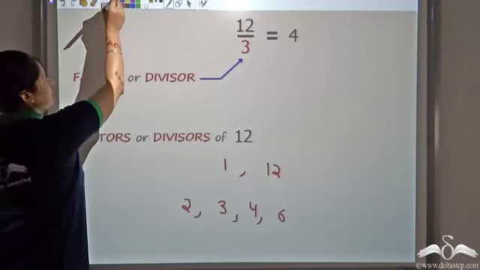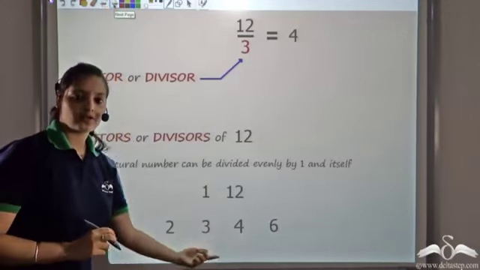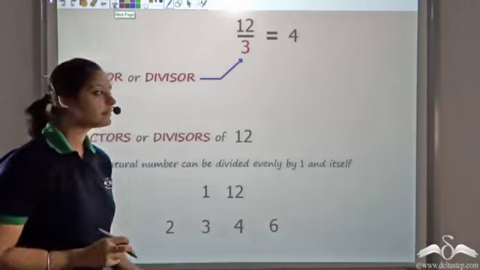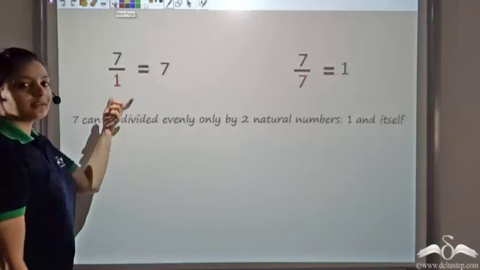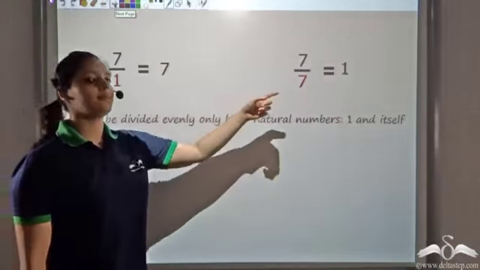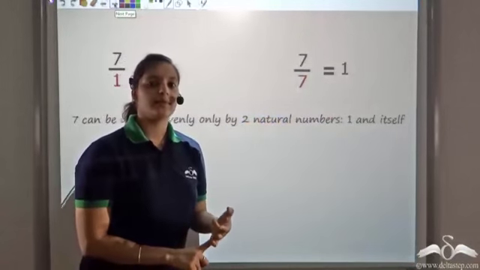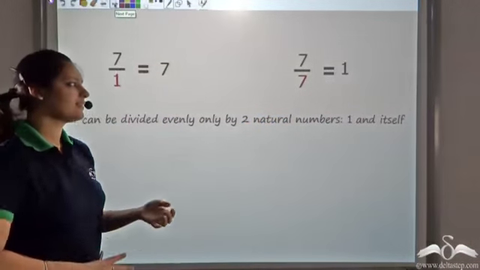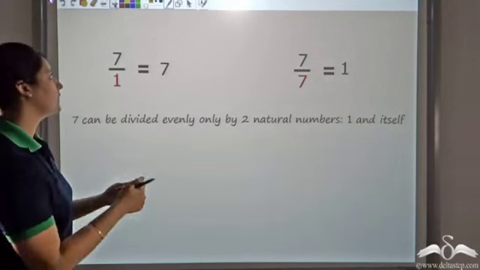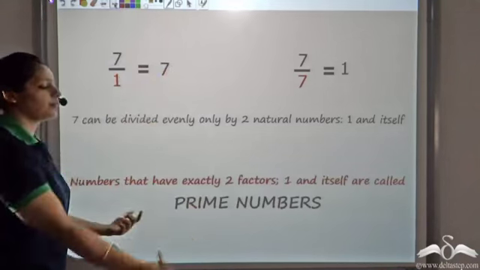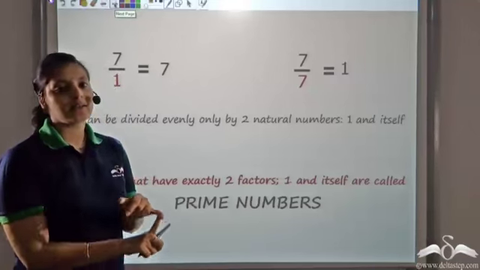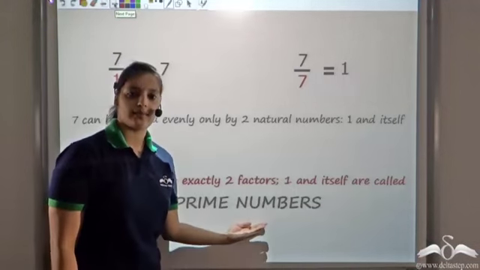But what about 7? 12 has all these factors: 1, 12, 2, 3, 4 and 6. What about 7? We had seen that 7 had only 2 factors, 1 and the number itself. When a number has exactly two factors, which are 1 and the number itself, then the number is called a prime number. So any number which is divisible only by 1 and the number itself would be a prime number.